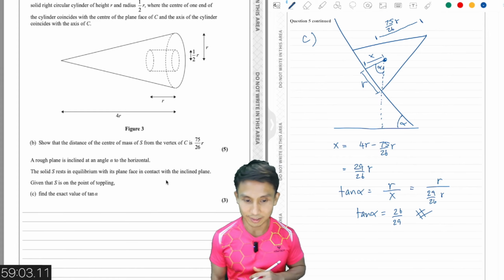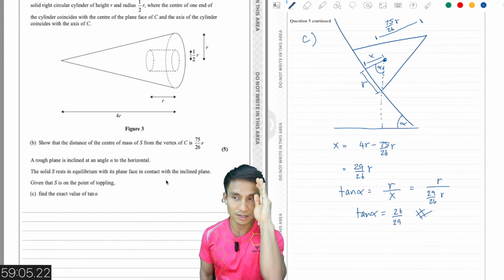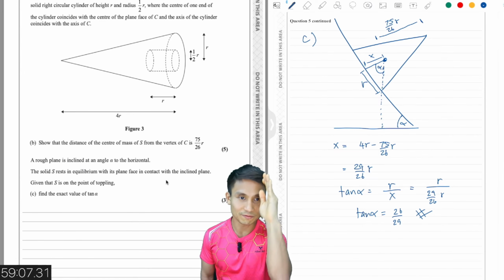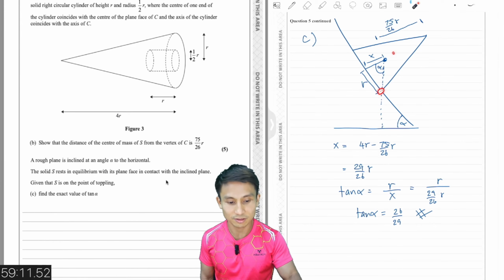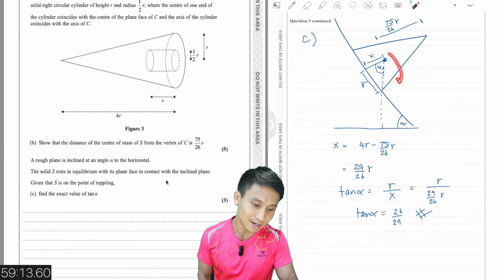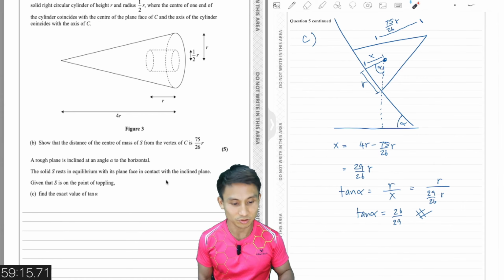On the point of toppling, you just have to know that the center of mass will be vertically aligned with the point of toppling, which is this point. It's going to tilt down there because there is a net moment.